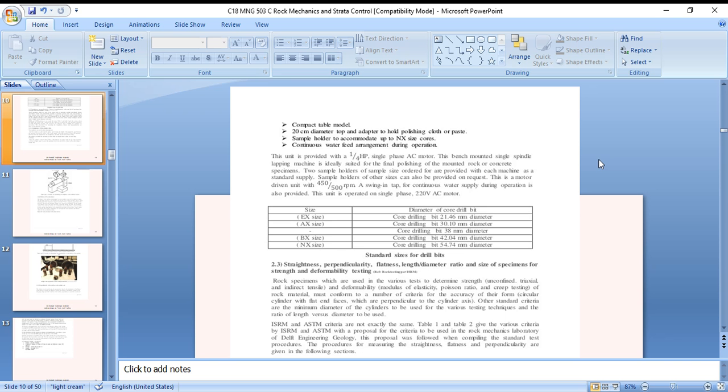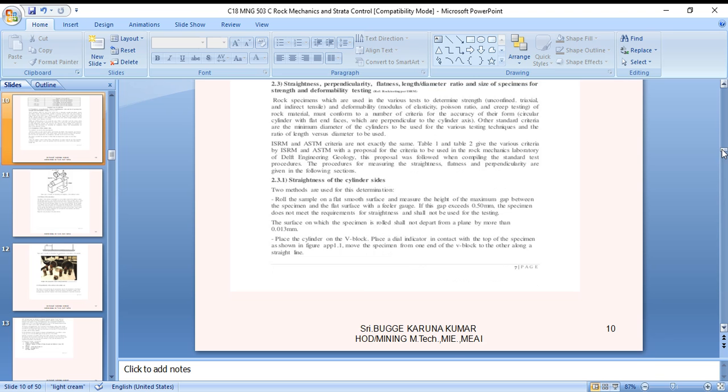Straightness, perpendicularity, flatness, length-diameter ratio, and size of the specimens for strength and deformability testing. Straightness of cylinder sides: two methods are used to determine this. Roll the sample on a flat, smooth surface and measure the height of the maximum gap between the specimen and the surface with a feeler gauge. Then straightness, perpendicularity, flatness, length-diameter ratio, and size of the specimen for rock specimens which are used in the various tests to determine the strength.